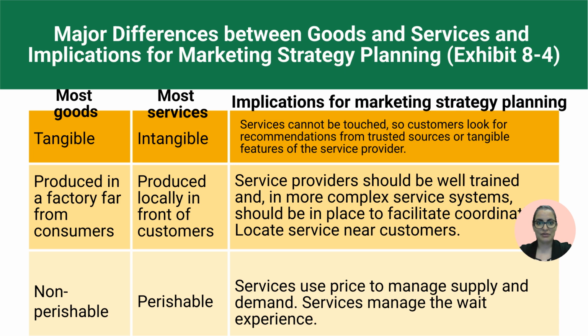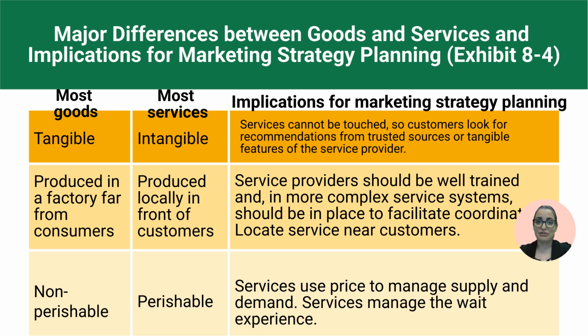Second, where produced. Goods are typically mass-produced in a factory far away from the customer. A service is usually produced in person, where the customer is located, after the customer has committed to making the purchase. These differences influence service quality, and a service provider is responsible for service quality. Service businesses, like a hotel or airline, often invest in training and systems to assure consistent quality.